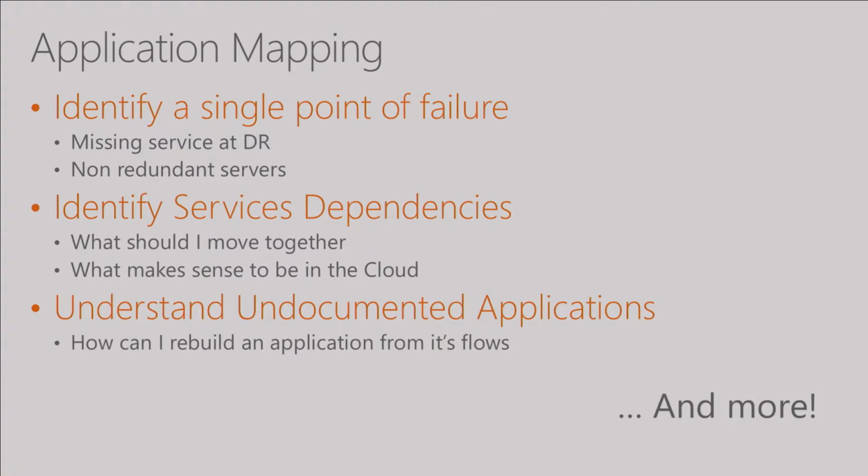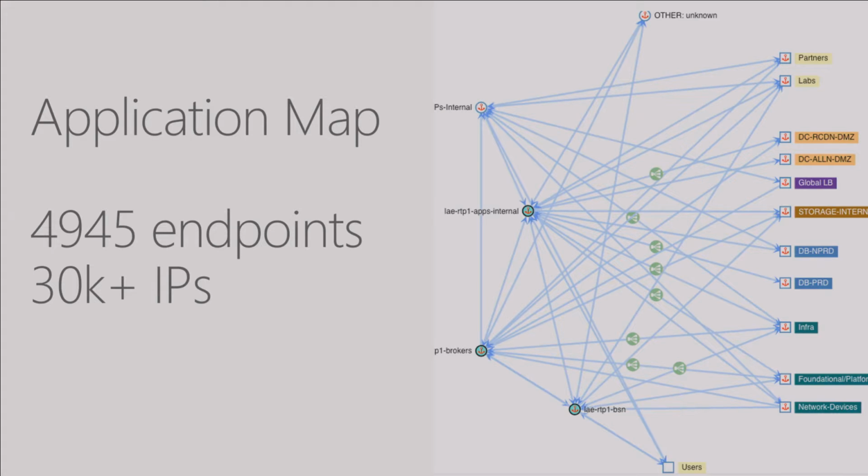And again, undocumented applications. Think of acquisitions, or the timesheet kind of application that no one ever maintains, everyone looks at the reports, no one knows exactly how it works, and you have to move it at some point. Those are the kinds of things we're trying to solve, in a simple UI format. This is 4,945 servers, to be precise. It also reflects more than 30,000 IP addresses, which are the end users. So I've managed to bring that down to a relatively simple diagram.